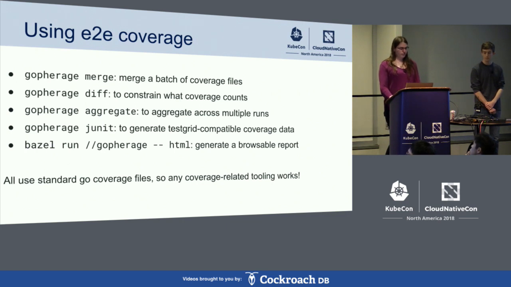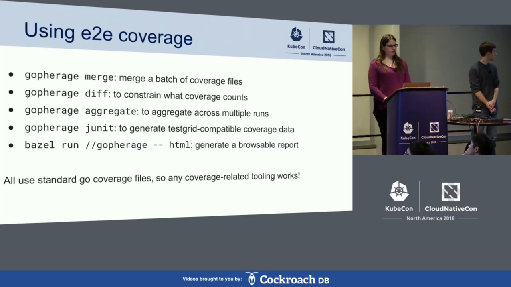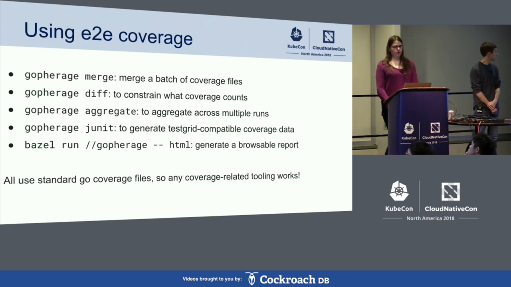And we have Go-forage JUnit and Go-forage HTML, which will generate a JUnit file, which is useful if you want to dump it into TestGrid or some other tool that consumes those, and auto-generates a browsable version of your coverage directly. All of these are using standard Go coverage files, so any other coverage tooling for Go will work as well, whether that be something like an online service or indeed the built-in Go tool cover command.